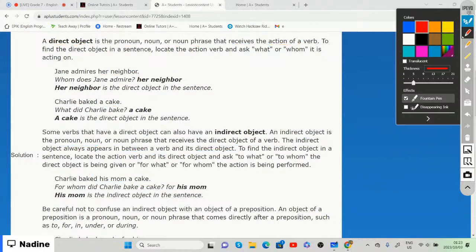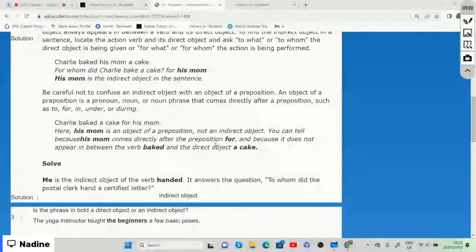All right, we are continuing. And an example of an object of a preposition: we can say Charlie baked a cake for his mom. So his mom is an object of the preposition, and his mom is not an indirect object. And how do we know that? You can tell because his mom comes directly after the preposition for.